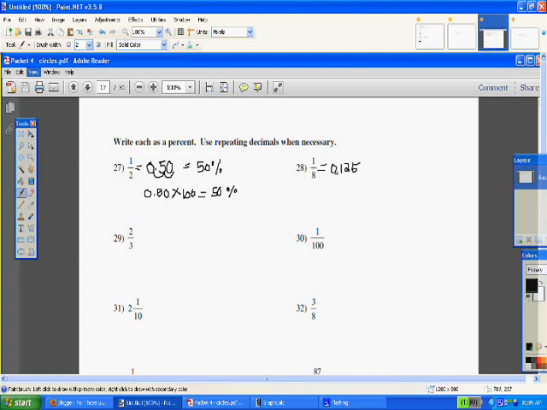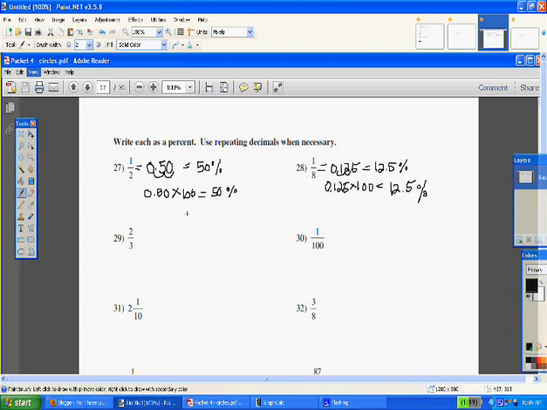I have 0.125, and I can either multiply this by 100, so 0.125 times 100, and I would get 12.5%. The shortcut way to do this is simply move the decimal over by 2 places. So moving it from in front of the 125, I get 12.5% as well.